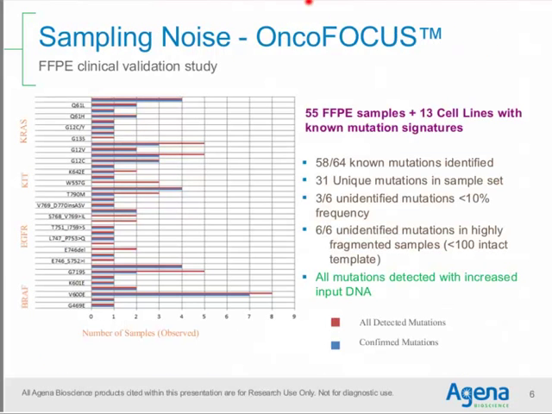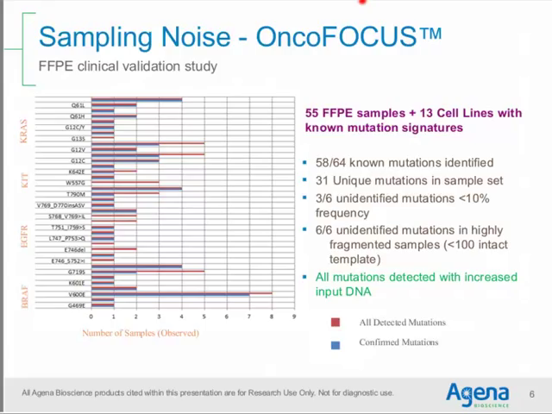And we've seen this before. Here is an example of when we first validated our OncoFocus panel. Our OncoFocus panel is detailed mutation screening in core genes involved in oncology: BRAF, KRAS, NRAS, KIT, and EGFR. And in this, we ran a set of 68 samples, FFPEs and cell lines, all of which had known mutation signatures. So we had 64 known mutations. And we ran this brand new panel across these samples, and we only detected 58 of the 64 known mutations.